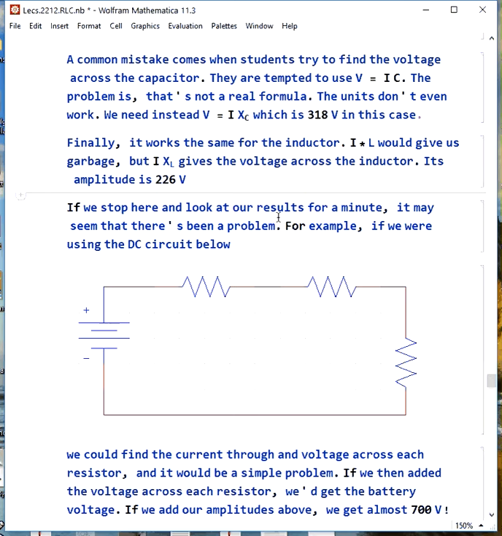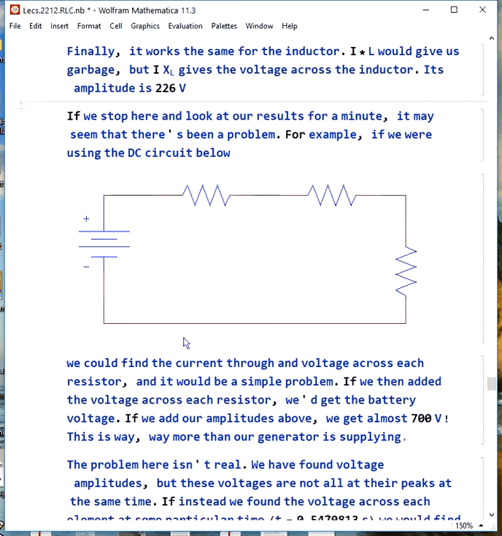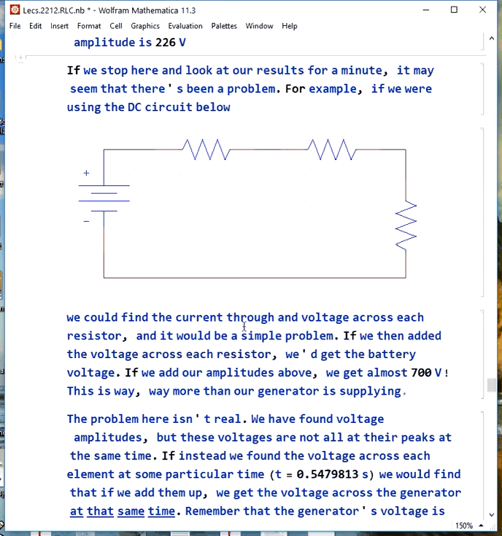Now we can stop for a minute and say, is this reasonable? Have we got a problem here? Because if we were doing the DC version of this, where we had a battery and 3 resistors of different values, it would be easy enough to find the current through here and then the voltage drop across each resistor. And if we added those 3 voltage drops, we'd get the battery's voltage. If we add the amplitudes that we just found for our RLC circuit, we get almost 700 volts, which is way above what the generator's supplying. This isn't a real problem, though, and here's why.